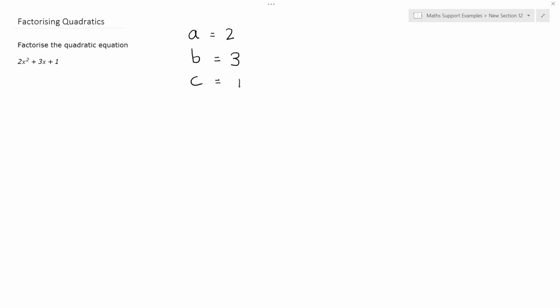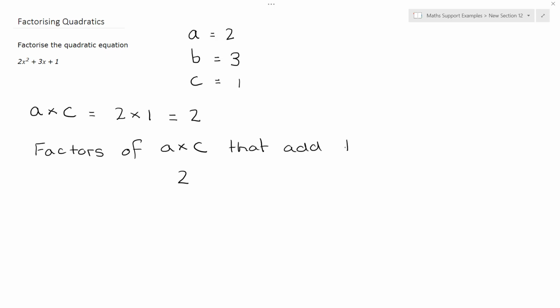The first step in trying to factorise this quadratic equation is to work out the value of a multiplied by c. For this example, it's 2 times 1, which is 2. So we look for factors of a times c, in this case that is 2, that add to give b, which in this case is 3. So we need to look for 2 factors of 2 that add to give us 3.